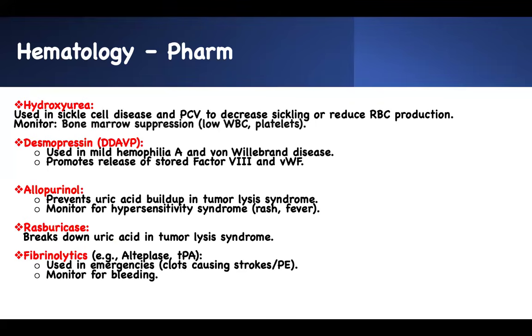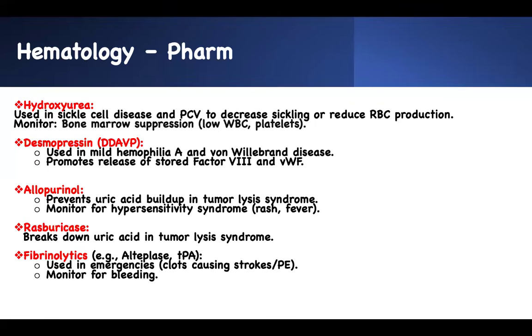Hydroxyurea, you saw it, we can use it in polycythemia vera, and also we can use it in sickle cell patients. So they're very, very good, right? In sickle cell, it decreases sickling, and in polycythemia vera, it reduces your red cells. It can suppress your bone marrow.